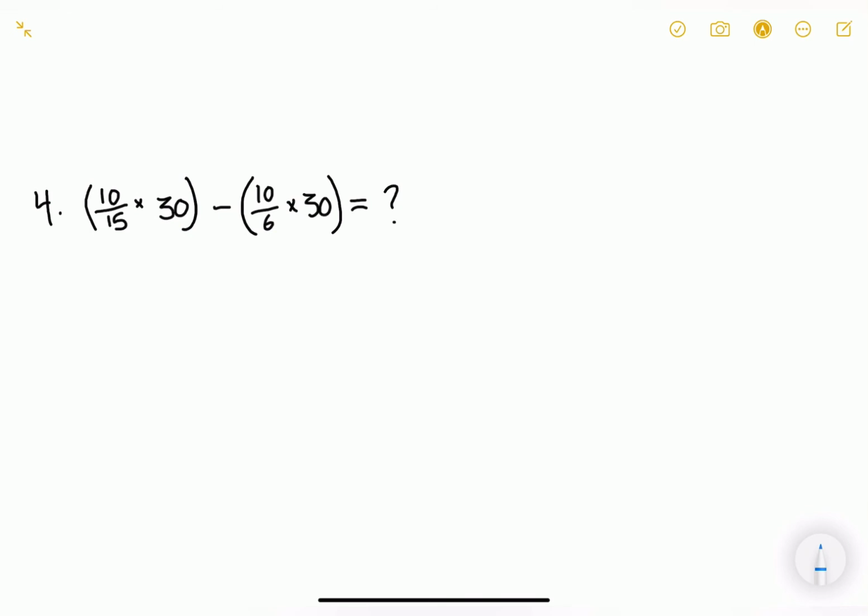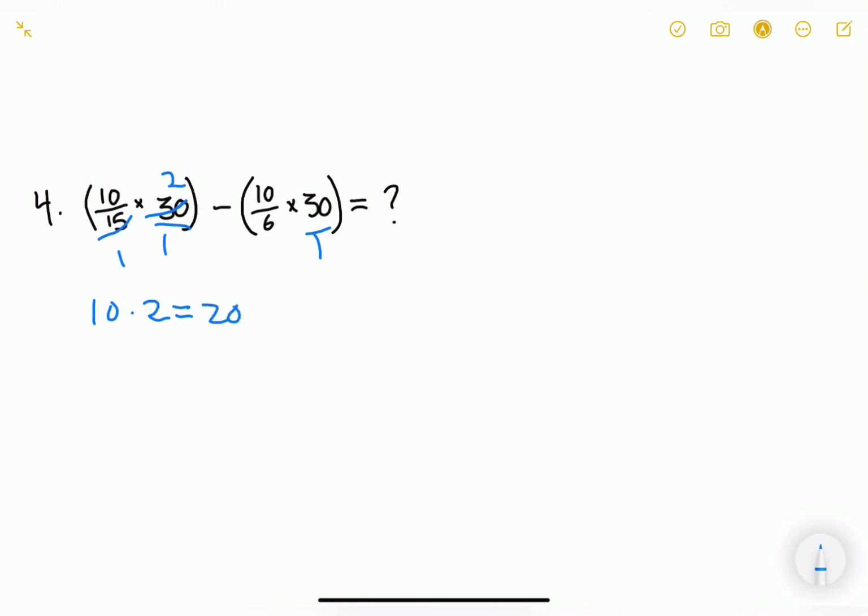Now let's move on to question number 4. Question number 4 says 10 divided by 15 multiplied by 30 minus 10 divided by 6 multiplied by 30. Now this may seem a little complex, but it's actually very easy once you got the crossings down. So we can put it over 1 if you want, or you don't need to. You're just going to look at the 15 and you're going to look at the 30. How many times does 15 go into 30? Twice. So we can write it as 1 and 2. So it's going to be 10 times 2, which is simply 20.